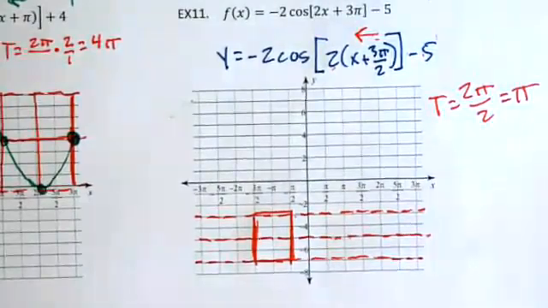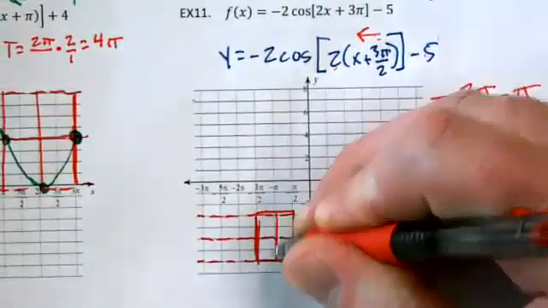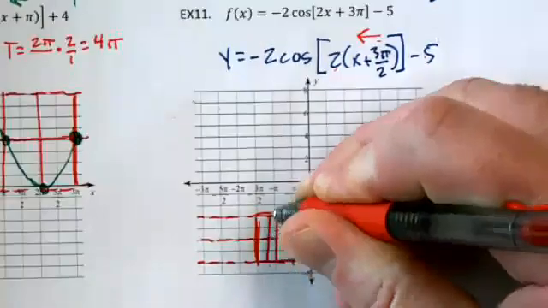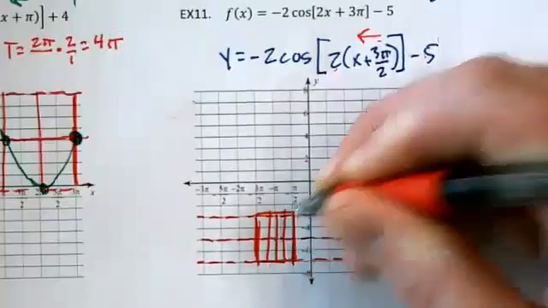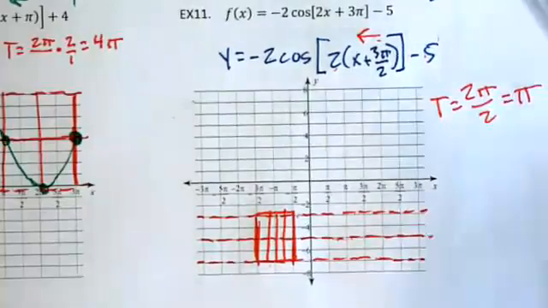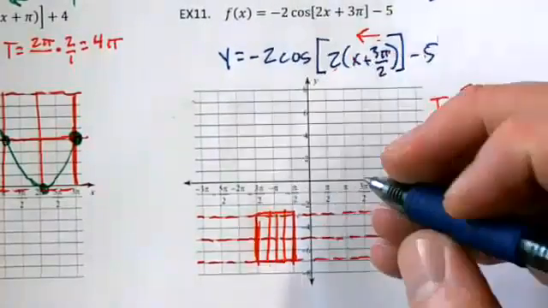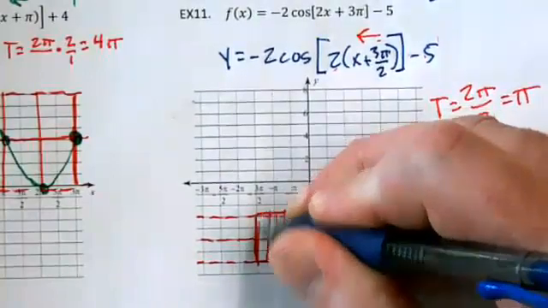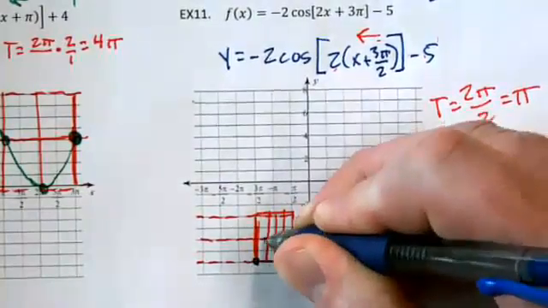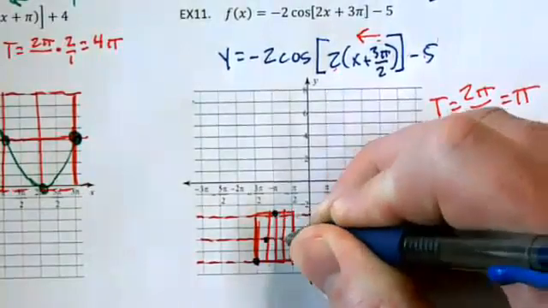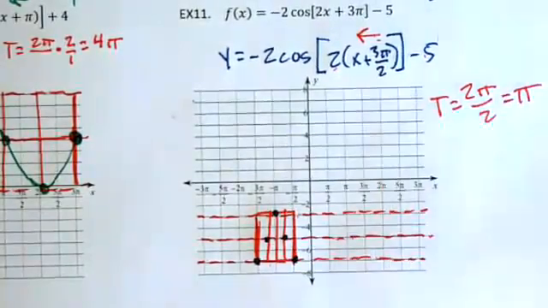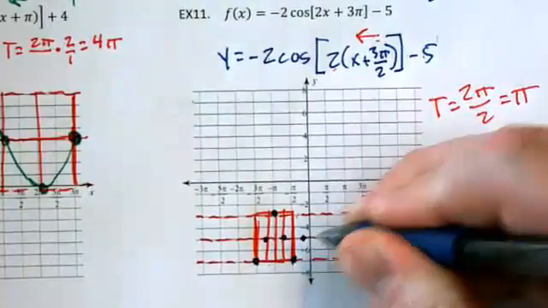So this is one of those super narrow periods. We're going to have lots and lots of points. Tedious. We're doing a cosine, so negative cosine. Fun, fun, fun.